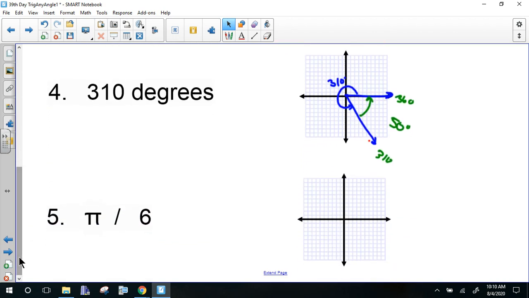Pi over 6. We're in radians now. If I draw pi over 6, pi over 6 should be at what degree? If I multiply pi over 6 by 180 over pi, that's 180 divided by 6, that's 30 degrees. Pi over 6. What's my reference angle? Well, I am a distance of pi over 6 to the x-axis.